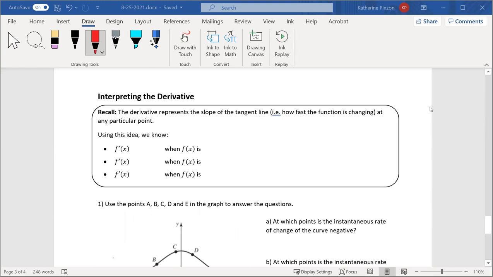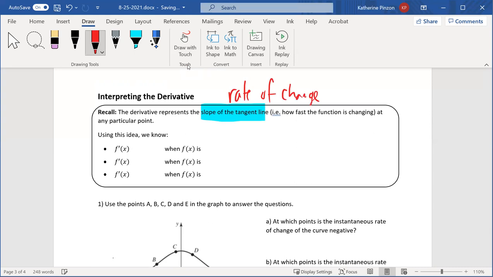Okay, so this takes us to what does the derivative tell us? So when we defined the derivative, we said the derivative is the, what does it mean? Slope of the tangent line. The derivative is the slope of the tangent line. How fast the function changes at any particular point, AKA the rate of change. Okay, if I tell you that the derivative is a positive number, what would you tell me is happening to the function?